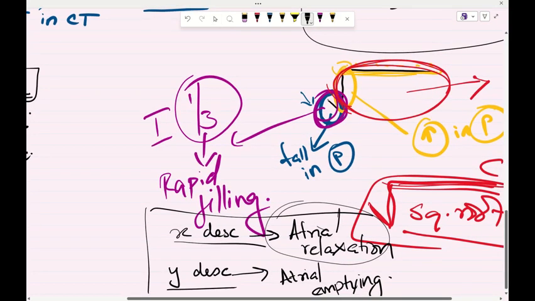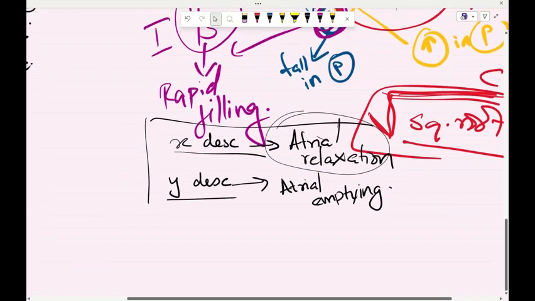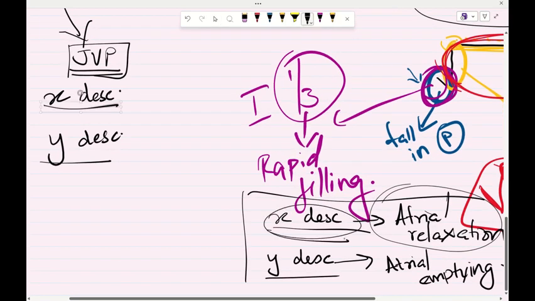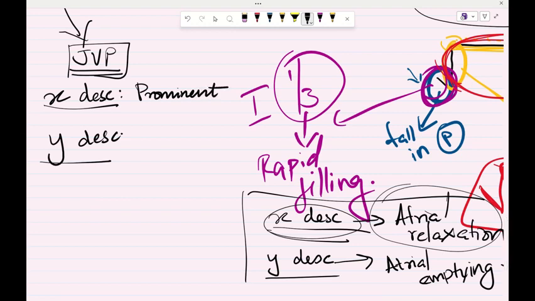In the first one third there is a fall in pressure followed by a rise in pressure. So in the first one third there is a fall in pressure, and all the volume from the atria is coming into the ventricle. Atrial relaxation, which usually happens during atrial diastole, cannot happen much, because the very next phase is to push all the blood from the atria into the ventricle. So atrial relaxation is very rapid. It happens very quickly. It is very prominent. So the X descent is very prominent, or you can call it a rapid X descent.